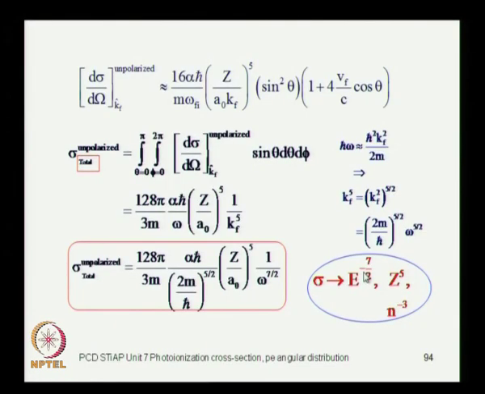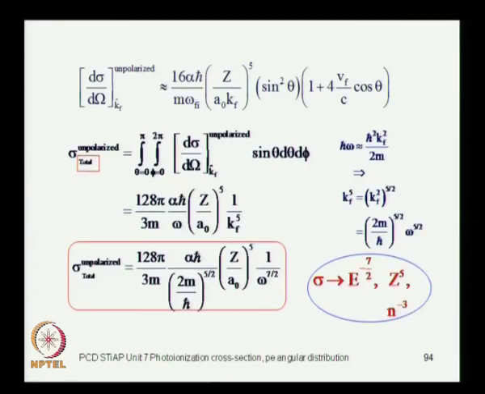So, this is an extremely important result. It goes as E to the power minus 7 by 2. This is an extremely important result in photoionization physics, that if you want to have a first estimate of how will the photoionization change with energy, you know that it is going to decrease with energy, but at what rate does it decrease with energy? So, it decreases at the rate of E to the power minus 7 by 2.